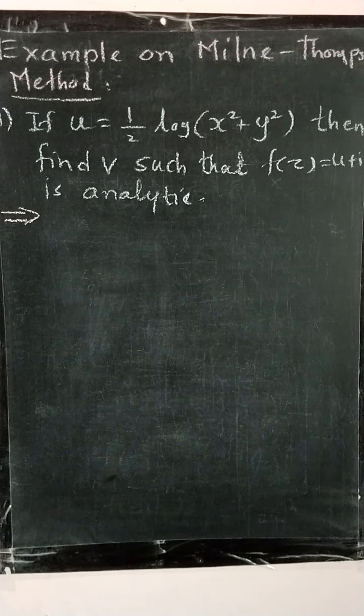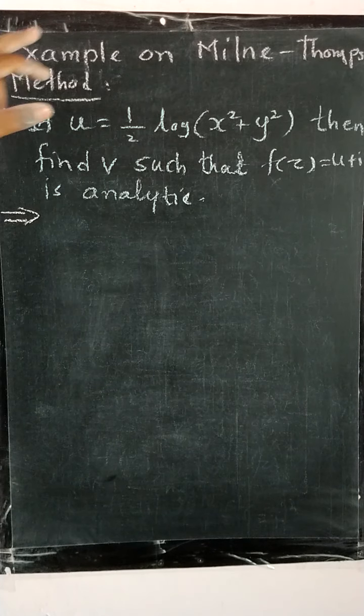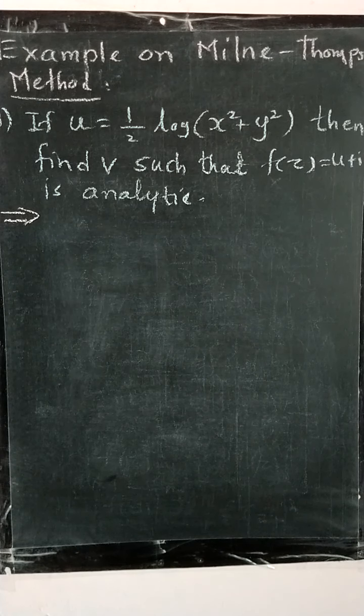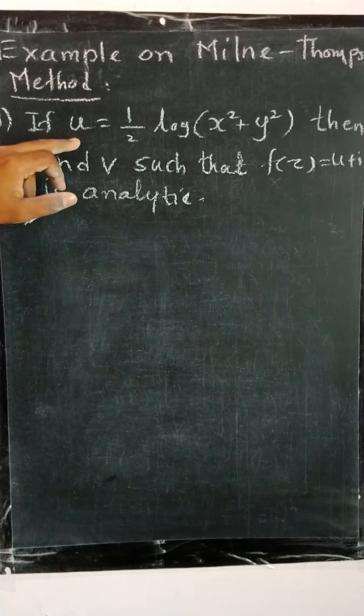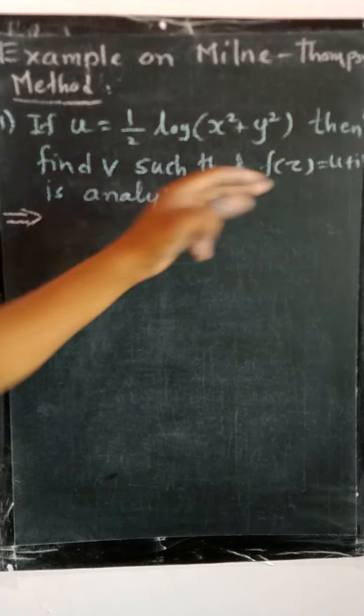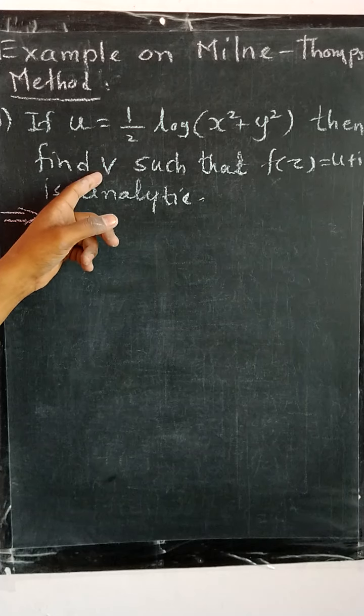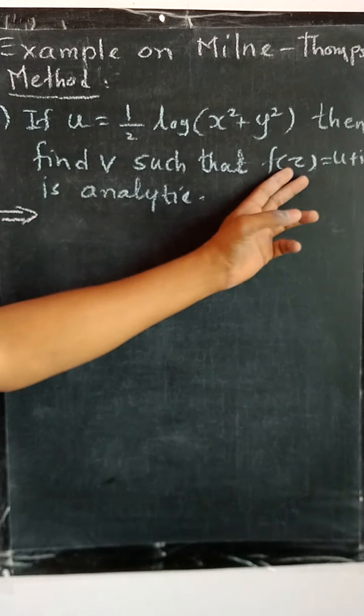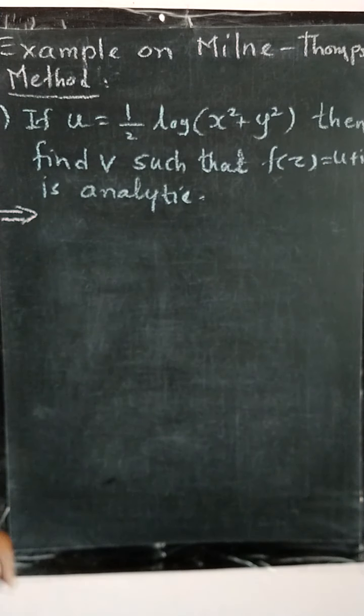Examples on harmonic function and examples on using Milne Thompson method. The first is, if u is given to be 1 upon 2 log of x square plus y square, then find harmonic conjugate of u, that is v, such that f of z is equal to u plus iv is analytic. So we have discussed about Milne Thompson method.